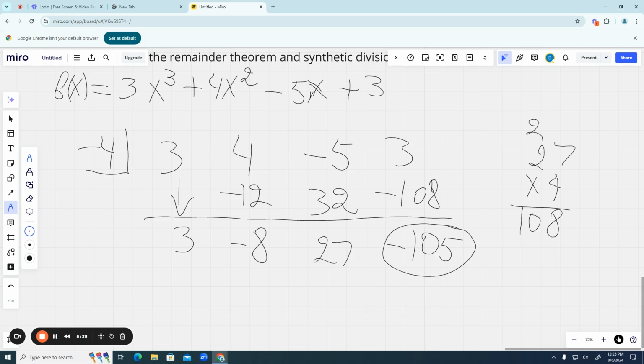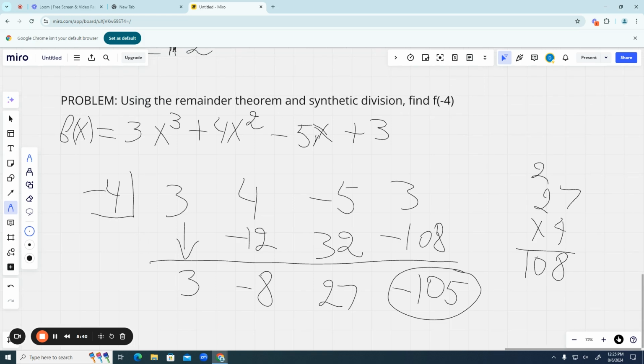So you see here that if I had plugged in minus 4 and cubed it, minus 4 and squared it, minus 4 times x, multiplied by those coefficients in front, and added it, I would have ended up with minus 105. But thanks to this remainder theorem, I did this a lot faster, with less chance of a mistake, and a lot more elegant. Thank you very much. This session again was on using synthetic division to find f of x with the remainder.